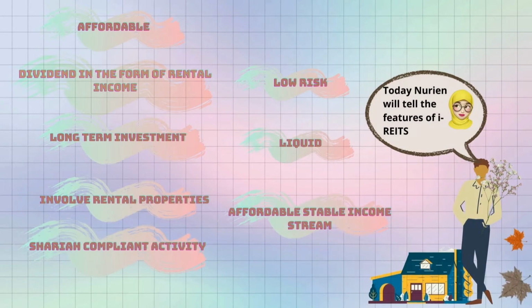Next, let me tell you guys the characteristics of i-REITs. First is affordable. Second is receiving dividend in the form of rental income from tenants. Third is long-term investment. Fourth is involving rental properties like houses and buildings. Fifth, tenants must operate Sharia compliant activities. Sixth is low-risk investment, and usually property values do not depreciate, especially if there are facilities around it. Seventh is liquid, and lastly is an affordable, stable income stream.